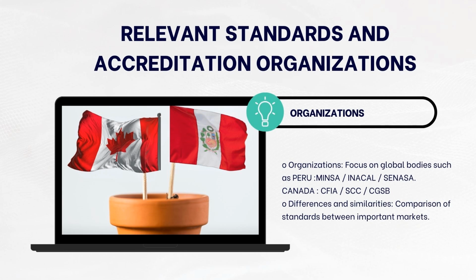Both countries have regulatory bodies that ensure food quality and safety, but specific standards may vary. For example, Canada has stricter regulation under the SFCR compared to regulations in Peru. Certifications such as ISO and HACCP are recognized in both countries, which may facilitate access to the Canadian market if these regulations are met in Peru.